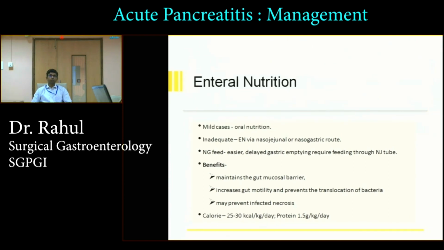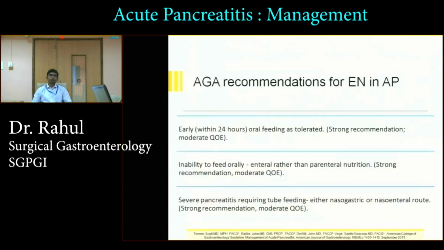Through the enteral route, what we want to achieve is a calorie requirement of 25 to 30 kilocalories per kg per day, and a protein requirement of 1.5 grams per kg per day. This is what we want to achieve in patients in whom we want to initiate nutrition. Even in various guidelines, say American guidelines, they suggest that early, within 24 hours, oral feeding should be initiated as tolerated, and this is usually possible in acute mild or acute moderate pancreatitis. If the patient is unable to feed orally, then either enteral or parenteral nutrition should be considered.